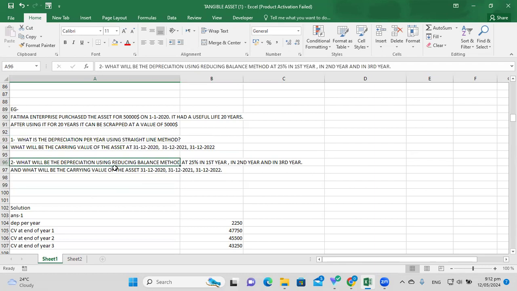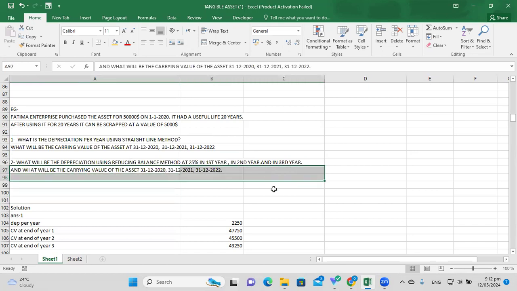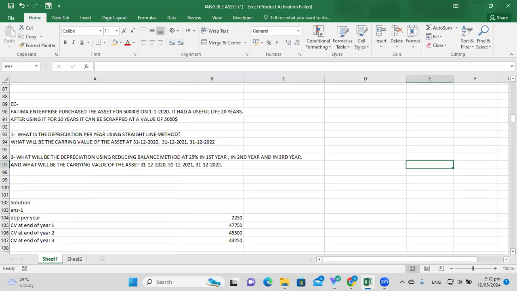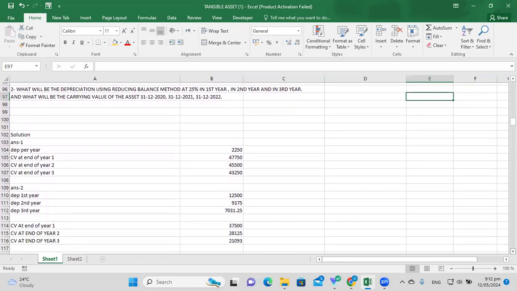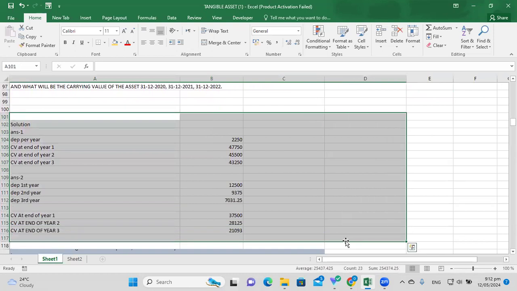And requirement two is, what will be the depreciation using reducing balance method at 25% in first year, in second year, and in third year, and what will be the carrying value in all those 3 years. So in the same way, you need to solve this question. And after you solve the question, you can check your solution. This is the solution for the question. So you should get this solution if you have solved it rightly.